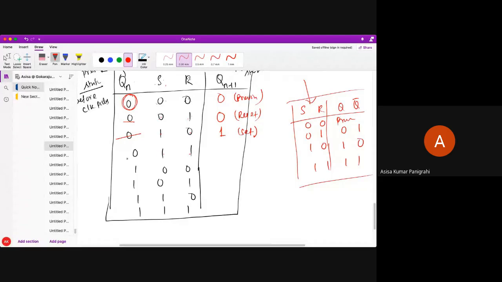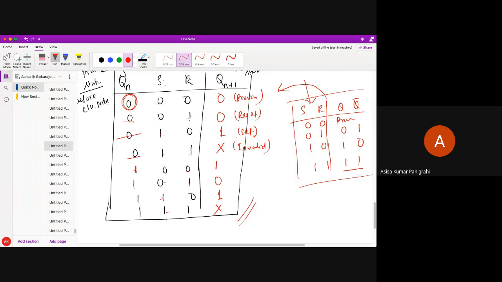Now 1 1. 1 1 means it will not check my present state. It will just make the output invalid. Invalid output means don't care, which is called invalid. Are you understanding, students? Very important. I am just deriving from the truth table, nothing else. Whatever my present state is, I am checking what my next state would be. 0 0, again it will be the present state. 0 1, it will reset. 1 0, it will set. 1 1, don't care. Do you all understand?